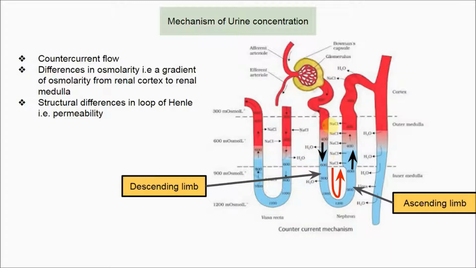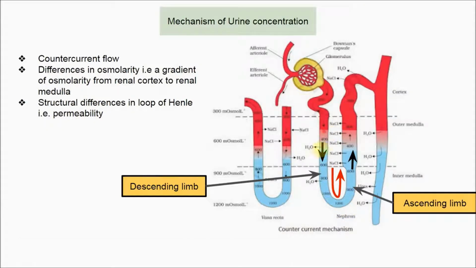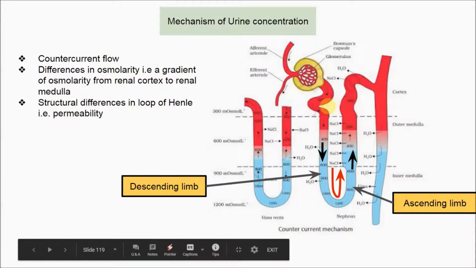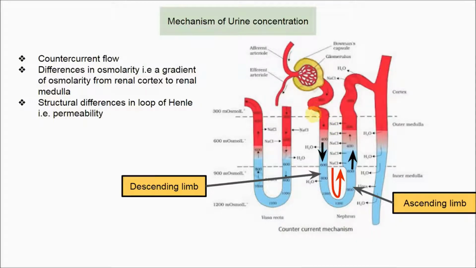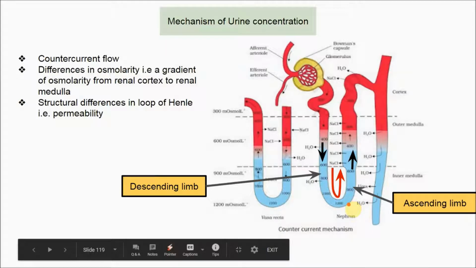So now, by the time the filtrate has reached the U-turn of the Henle's loop, it is completely concentrated because all of the water has been lost from the fluid through the descending limb. When it began its journey from the cortex, it was nearly isotonic in concentration. But the moment it reaches the inner part of the medulla, the U-turn of the Henle's loop, the same filtrate is completely hypertonic.